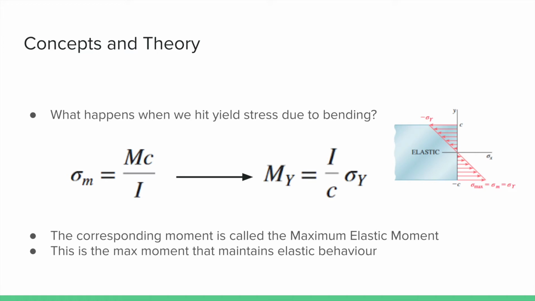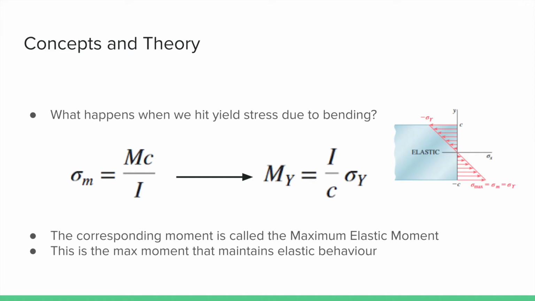So we're going to take our base stress equation due to bending, and rearrange for the moment. We're going to find that this moment is equal to the area moment of inertia divided by c, which is just the max distance, times really any stress, but in this case, we're focusing on the yield stress. This corresponding moment is called the maximum elastic moment of a material. And this is the max moment that can be applied to a beam that still maintains elastic behavior. So there's no plastic behavior yet.